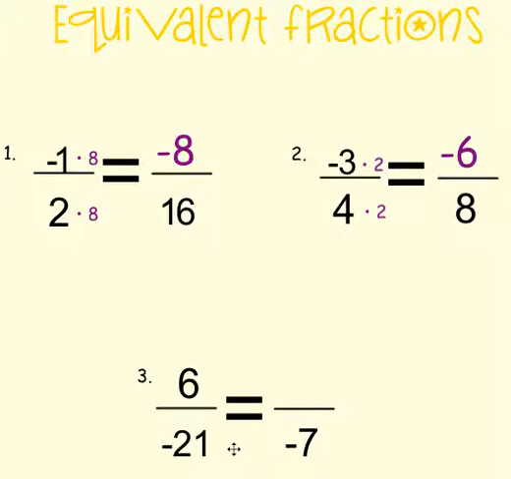Now number 3 is a little bit different because it's working backwards. I have to ask myself, how do I get from negative 21 to negative 7? That would be dividing by 3. And 6 divided by 3 is 2.